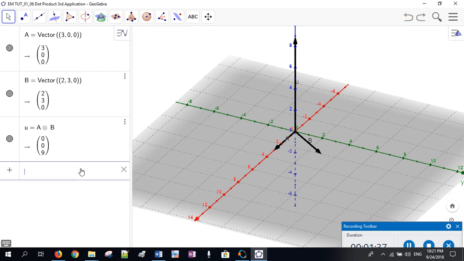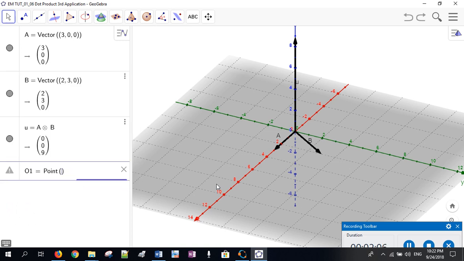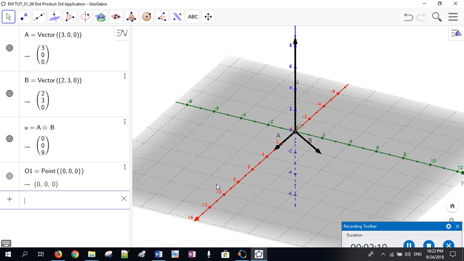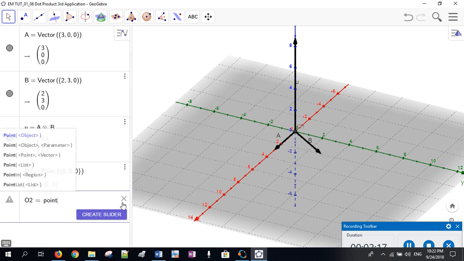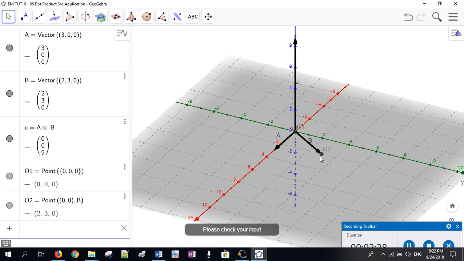The application of the cross product is to find a vector normal to both A and B. Another application is to find the area of the parallelogram made by A and B. So let's make the parallelogram. The first point will be the origin. I will draw the parallelogram. The origin point. Okay, second point. Choose the origin point and move in the B direction. This is the second point.